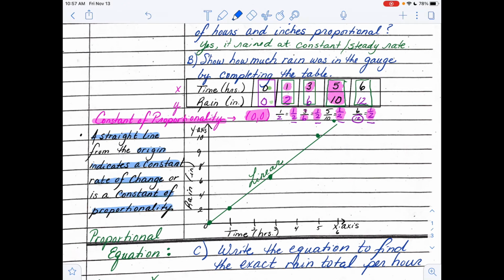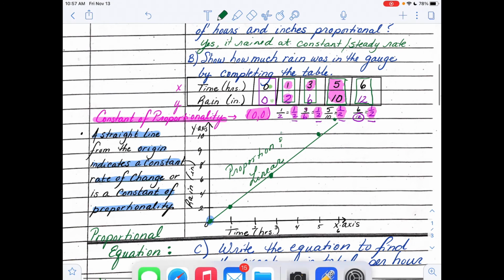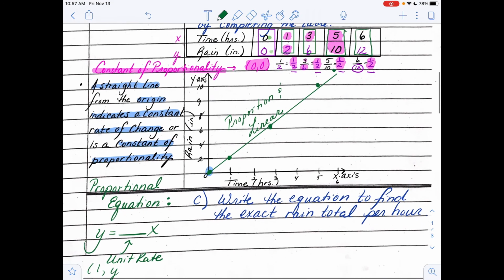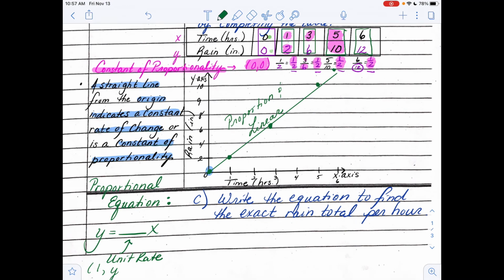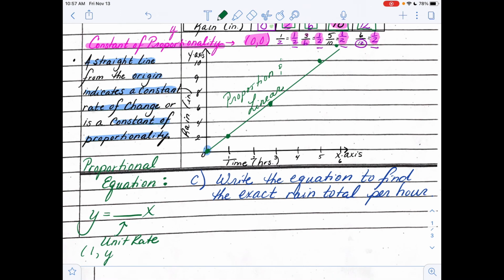So this line right here, since it's straight, is linear, but since I've got a 0,0 point, I can actually say it is proportional and linear. Now, one other thing they're going to want us to do is actually write an equation. If I just saw that line on a graph, could I give the equation of that line? Well, if it's a proportional equation, this is the formula to write that proportional equation.